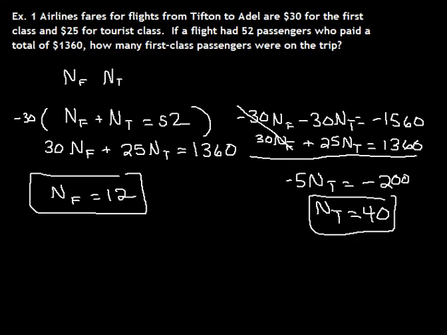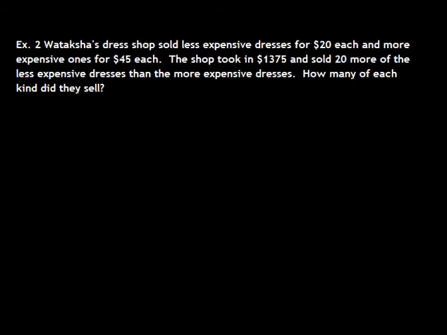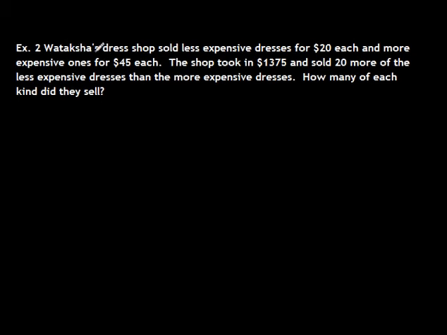The next problem is a little bit different, but these are again similar to the coin problems. Watakasha's dress shop sold less expensive dresses for $20 each and more expensive ones for $45 each. So it's really similar to that first class and tourist class problem above. The shop took in $1,375 and sold 20 more of the less expensive dresses than the more expensive dresses. How many of each kind did they sell? So we're going to have two variables again: the number of less expensive and the number of more expensive dresses.